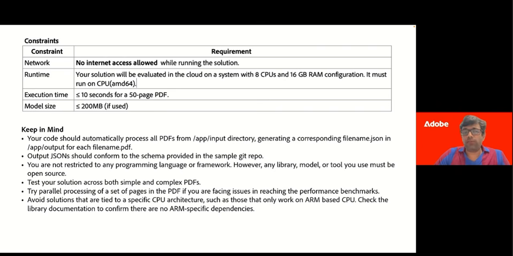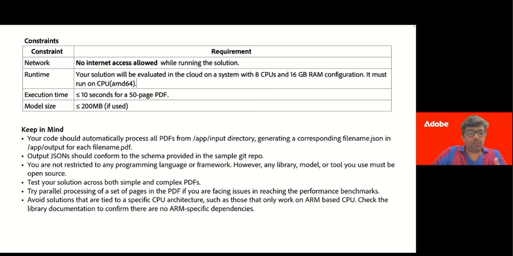About the performance, if you are not able to hit the timeline for, let's say, 10 seconds for a 50-page PDF, one way is to probably try to have some kind of parallel processing of a set of pages in the PDF. So let's say your solution is running a bit slow, you might try to process multiple pages at the same time. So that is one thing which you could do.